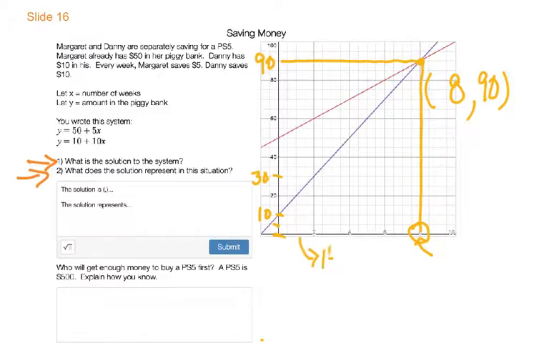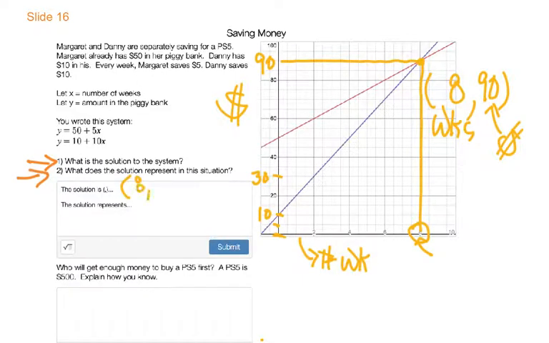X is the number of weeks. And what is the y? Money. So therefore, at 8 weeks, they have both saved $90. So the solution is 8, 90. What does it mean? 8 weeks, they have saved $90.